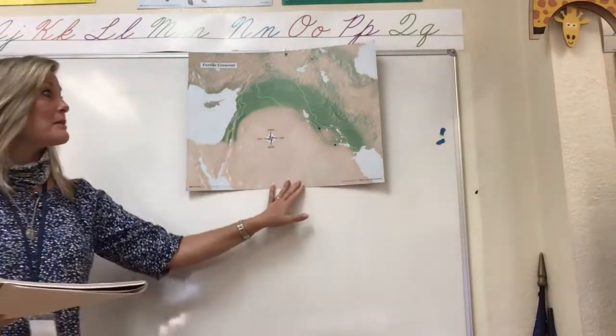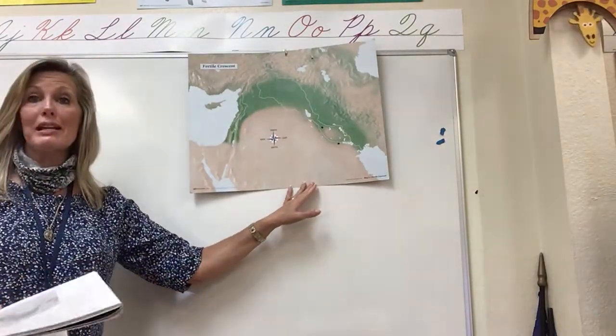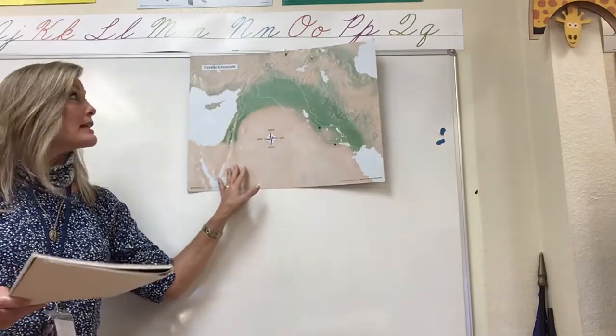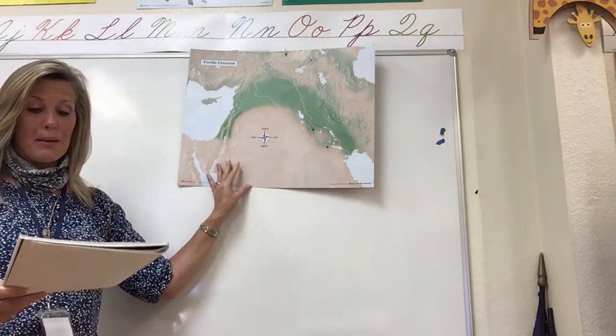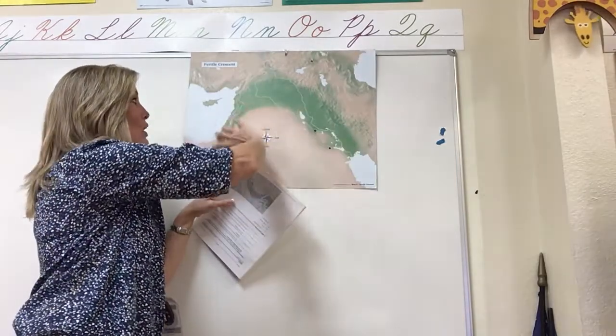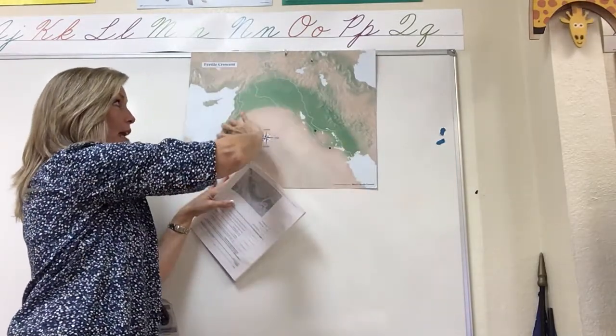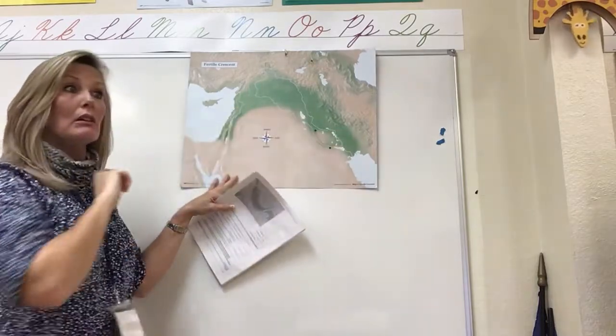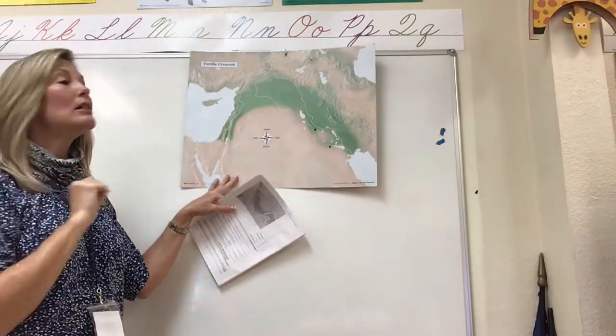Now this is the side of the map that does not have the names. We looked at it in Bible this morning as well. It's the same area that we're studying in Bible. And what do they call this whole thing right here that's greenish? Jackson. The Fertile Crescent. Good.